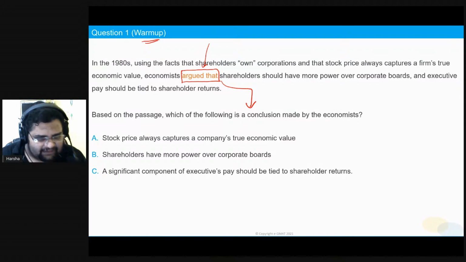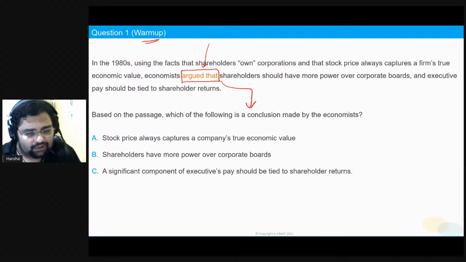Let's quickly check the results. How did we perform in this particular question? Just give me one sec, guys. There's a 50-50 split. So half of you have chosen choice A and half of you have chosen choice B. So what really is the correct answer?